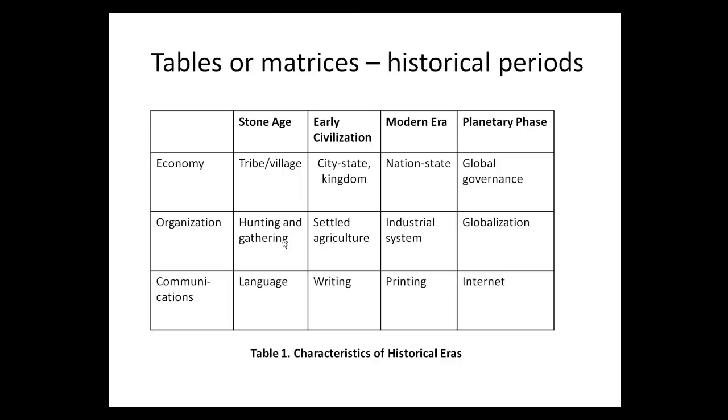And in this table here we're looking at the characteristics of historical eras and changes occurring from the Stone Age right through to the planetary phase, as it's been called, that we're currently in, and looking at the different characteristics of those phases according to the criteria of economy, organisation and communications. So tables or matrices can help to give you a very big picture of the history of an issue.